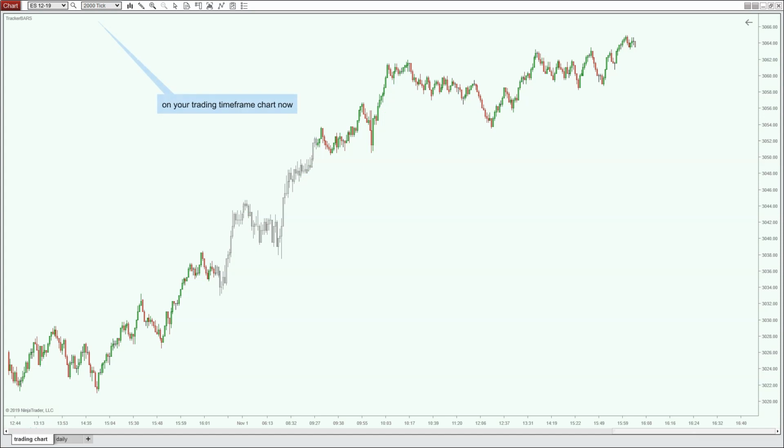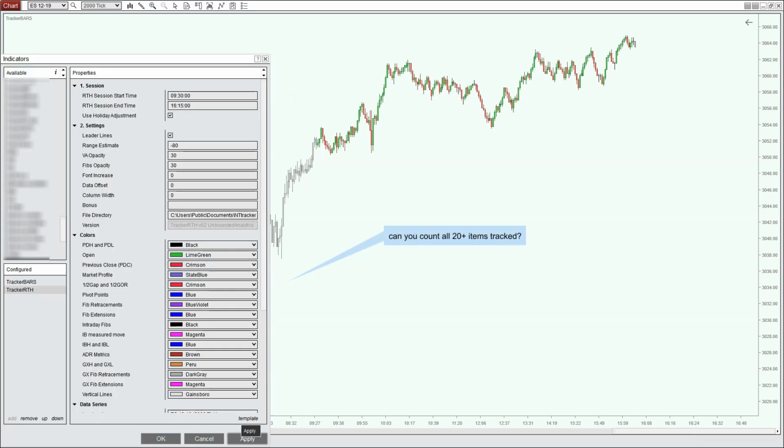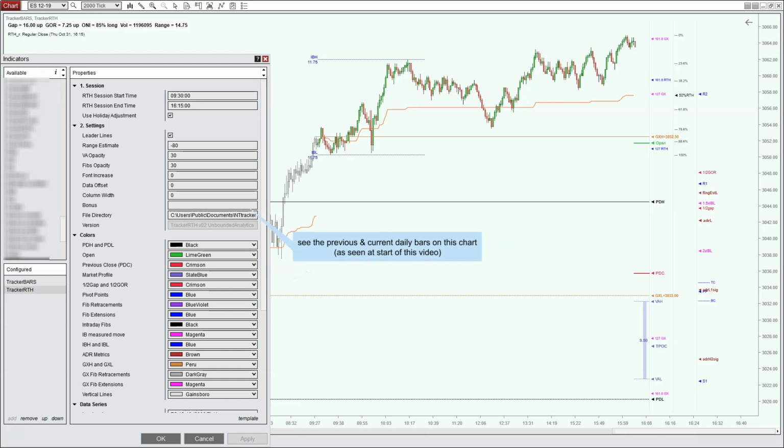TrackerRTH is our 20-in-1 indicator. As the name implies, the indicator is tracking key price references and was intended to give day traders the ability to track RTH information on ETH charts, something that most indicators can't do. So with one indicator and in one place, you can organize and adjust what would otherwise be a whole bunch of freebie or paid separate indicators.